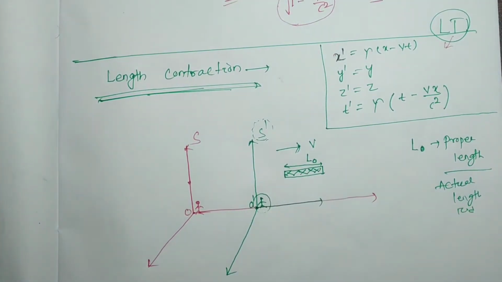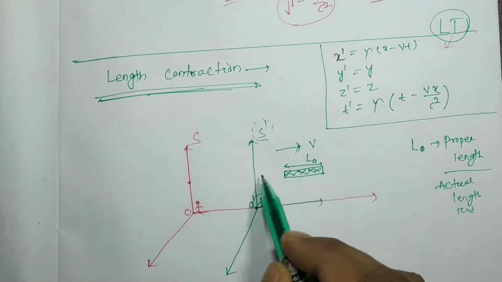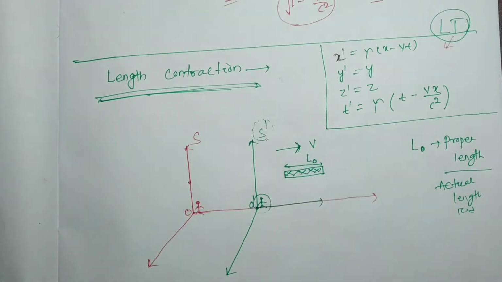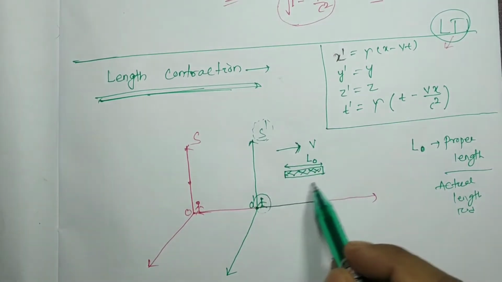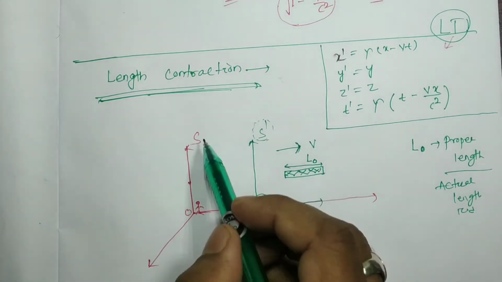But as this s dash frame is moving towards the positive x-axis direction with velocity v, this rod is not stationary for the s frame.